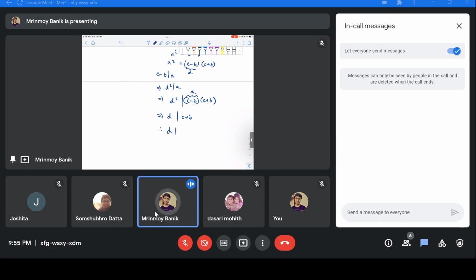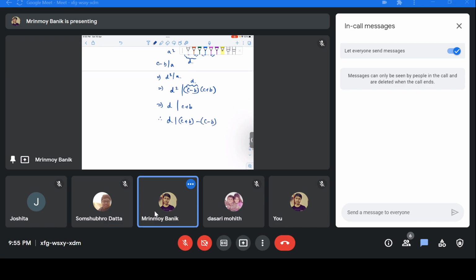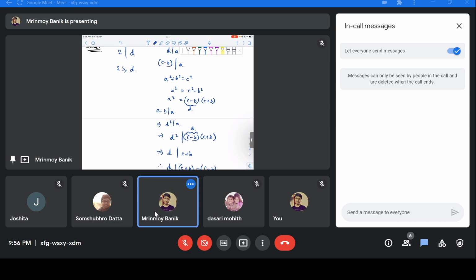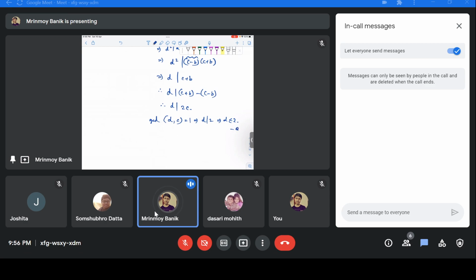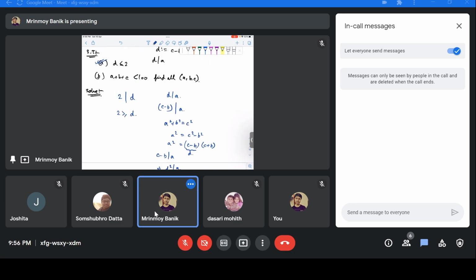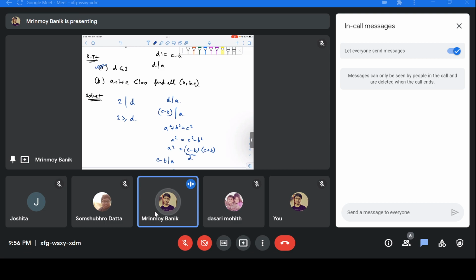Therefore, D divides the difference, therefore D divides twice C. Now since D and C have a GCD of 1, this implies D divides 2. So D is less than or equal to 2. So that is the proof of the first part. For the second one, find all triangles. Okay.